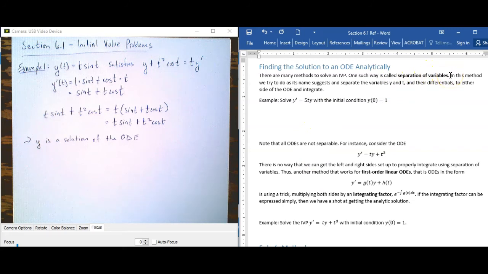Just as the name suggests, what we're going to do is separate the variables y and t to either side of the equation, and then we're going to integrate. So let's see how we do it for this example here. We want to solve y prime equals 5ty with initial condition y(0) equals 1.